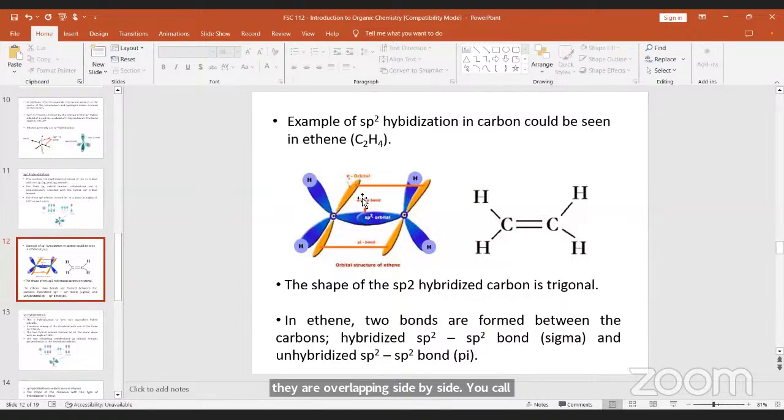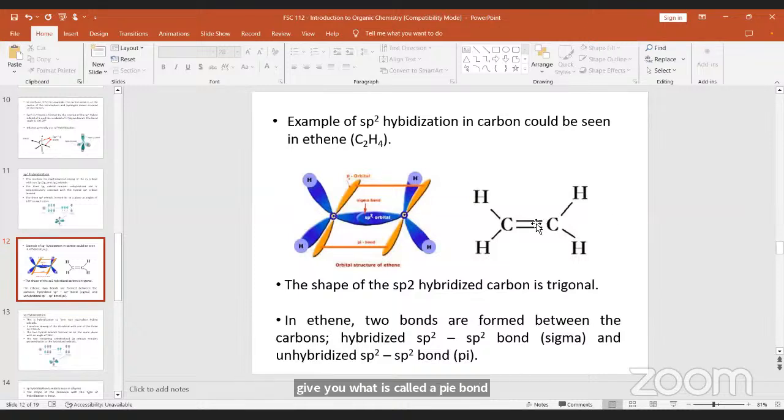And the lateral overlap will also produce a bond, because you know there is still one electron in the unhybridized 2pz orbital. So it will overlap with another one electron in the unhybridized 2pz orbital. That lateral overlap, in contrast to horizontal overlap, will give you what is called a pi bond.